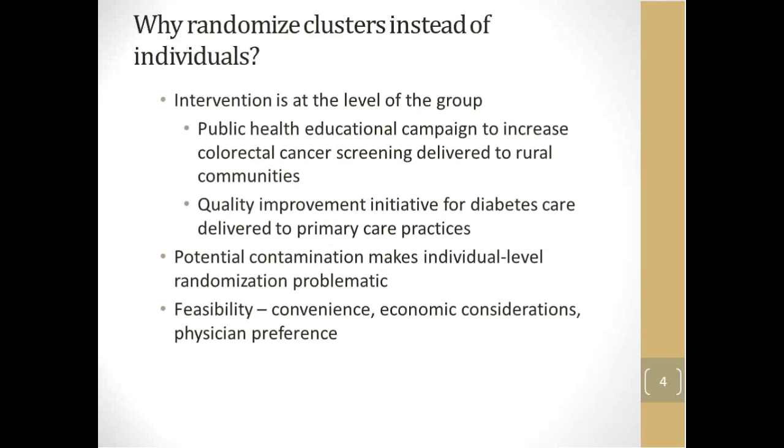So why do we do this? Just briefly, there are a few key reasons. One of the most important is that sometimes the intervention itself is actually at the level of the group. A couple of examples would be, say, an educational campaign to increase colorectal cancer screening in rural practices, in rural communities. Quality improvement initiatives that are directed at a medical practice rather than directly at patients or individuals are another good example.